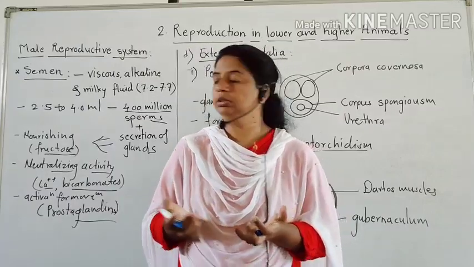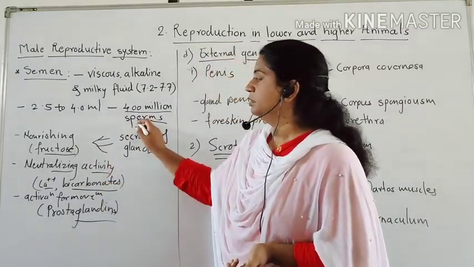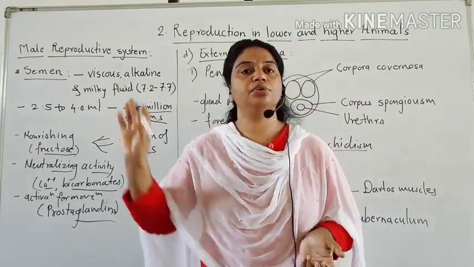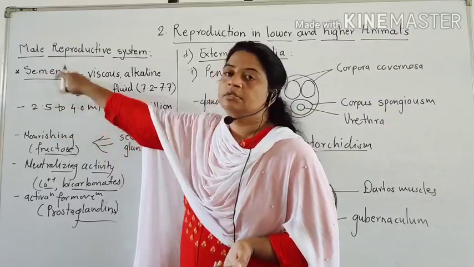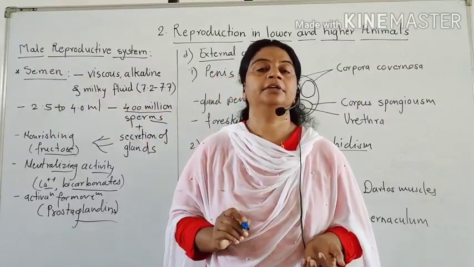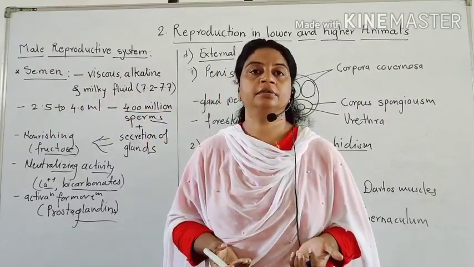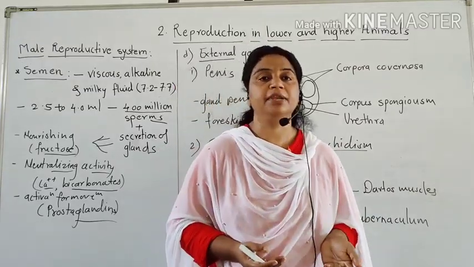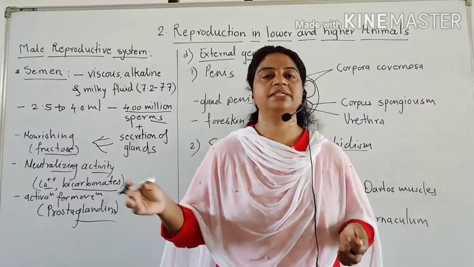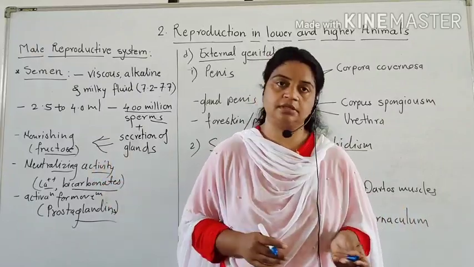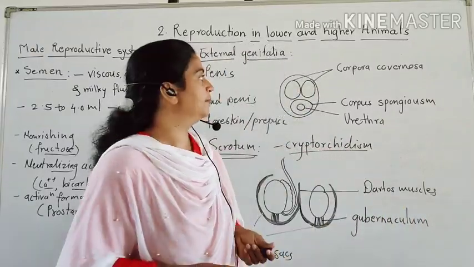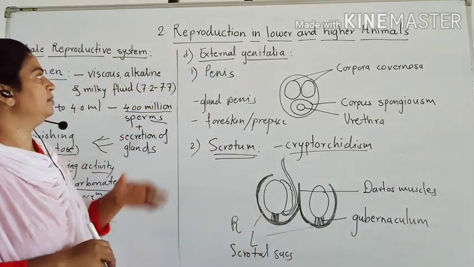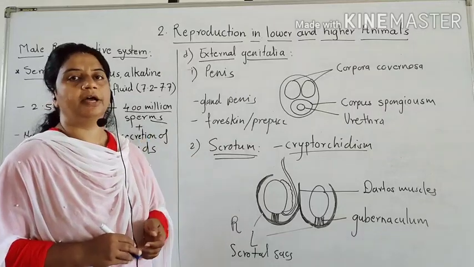Sperm, about 4 million, make up 10% of the whole semen, with 30% prostatic fluid and 60% seminal fluid, and the remaining constituents are epididymal and Cowper's gland secretions. Then we will see the last part of the male reproductive system, the external genitalia.